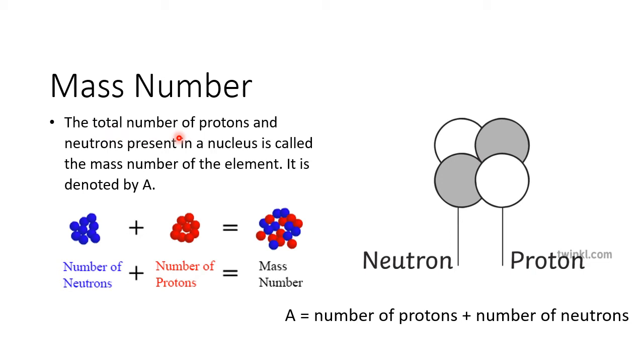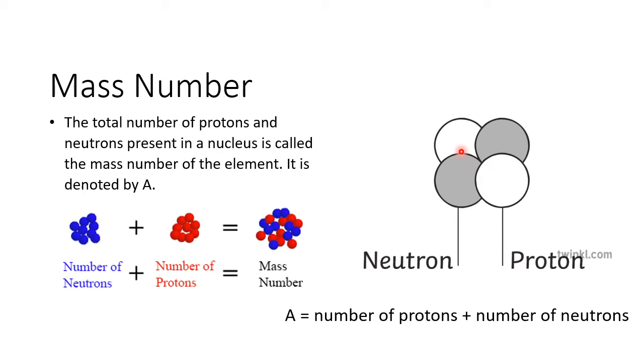The total number of protons and neutrons present in a nucleus is called the mass number of the element. It is denoted by capital A. So what is the mass number? The total number of protons plus the total number of neutrons.